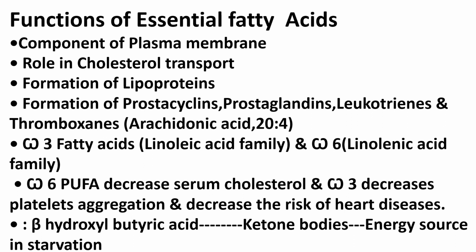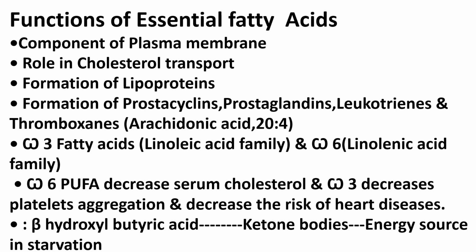And the most important thing, these essential fatty acids, especially arachidonic acid, which is a polyunsaturated fatty acid, a 20 carbon fatty acid with 4 double bonds. It is a membrane phospholipid. Remember, arachidonic acid, an essential fatty acid, a membrane phospholipid, is a raw material for the compounds called eicosanoids. Eicosanoids include prostacyclin, prostaglandin, leukotrienes, and thromboxane. Then we classify these essential fatty acids into two families, omega-3 and omega-6. The linoleic acid family is called omega-3 fatty acids, and the linolenic acid family is called omega-6.